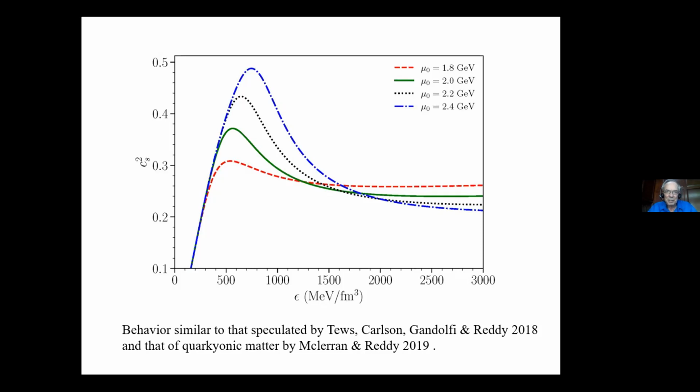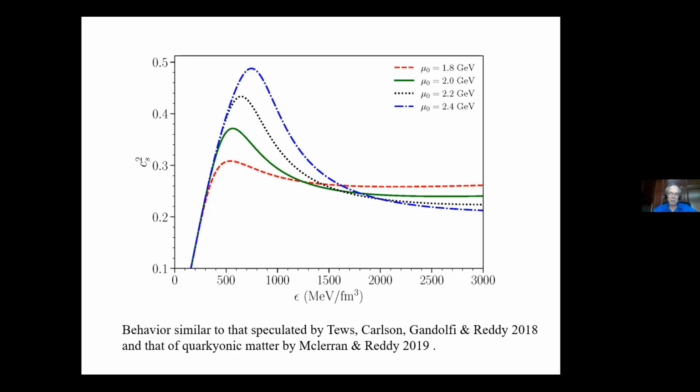If you increase mu0, that means the crossover occurs later, at higher energy densities. So now the square of the speed of sound has a chance to increase before it reaches a maximum and goes down again. And finally, for the largest value of mu0 that we chose, 2.4 GeV, the square of the speed of sound reaches almost a half before it comes down and kind of levels off, and asymptotically it's going to go to 1/3.